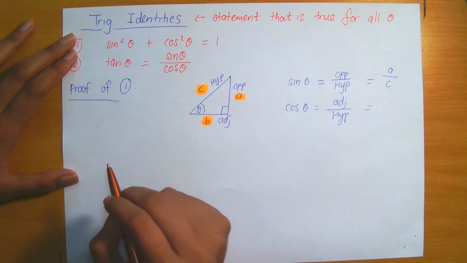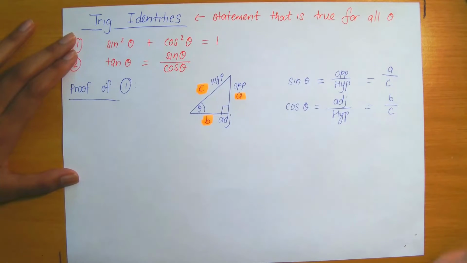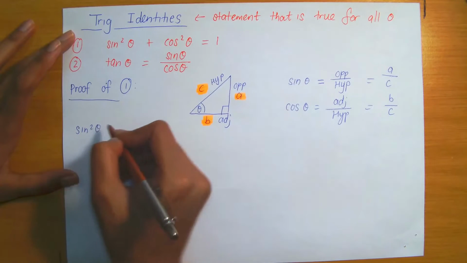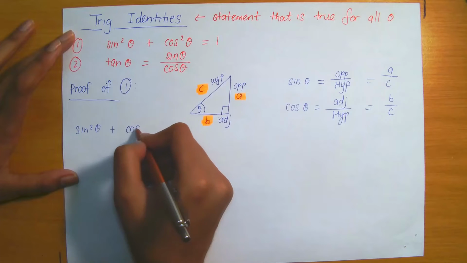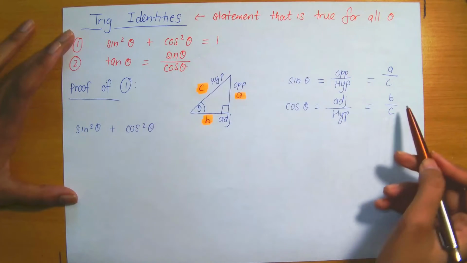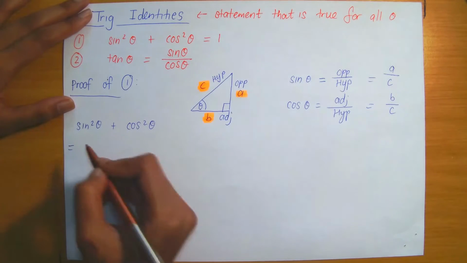So from our diagram, adjacent over hypotenuse is B divided by C. So now let's prove our trig identity. The trig identity tells you that sine squared theta plus cos squared theta should equal 1. But based on our diagram and the ratios we've obtained, let's check if this is indeed true.